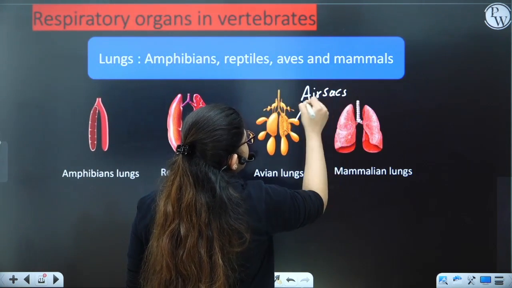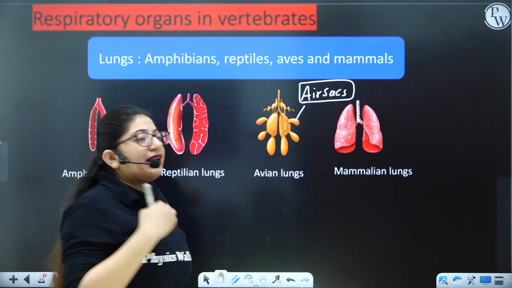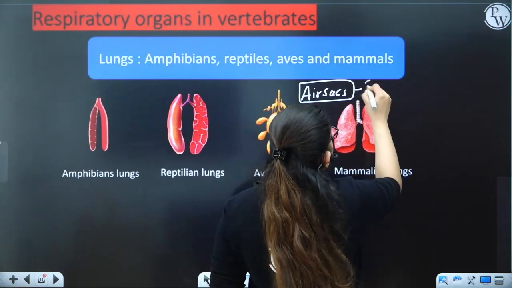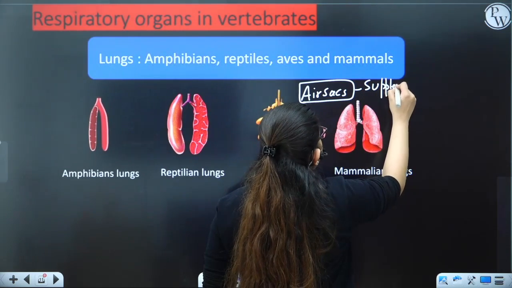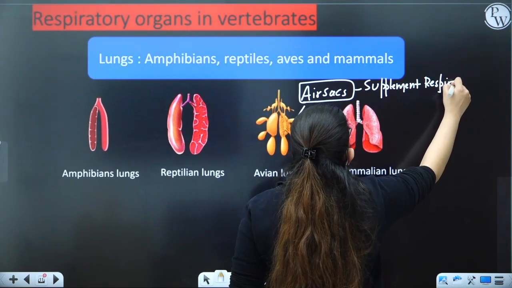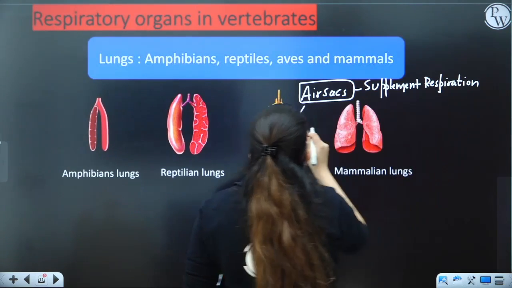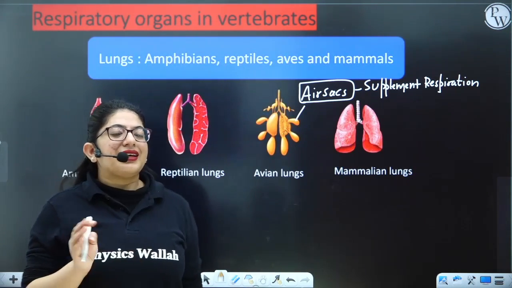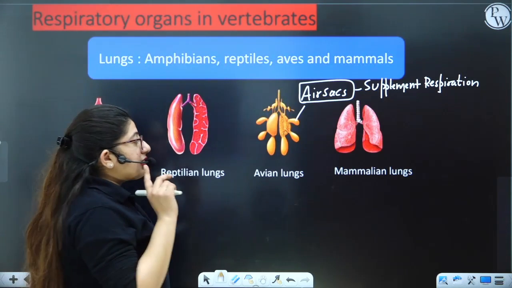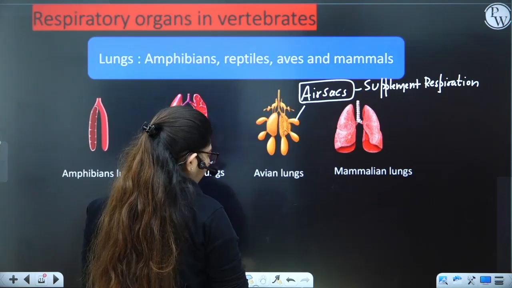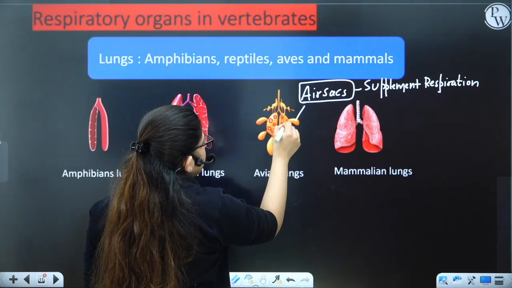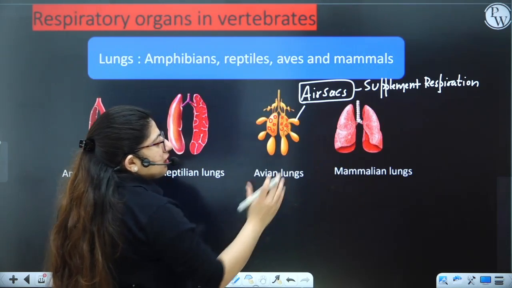Air sacs are additional chambers. What are they? They are additional chambers that supplement the respiration. If there are air sacs present, more air will move into the lungs. All right. But there is no exchange of gases that takes place in the air sac. The exchange of gases will take place in the alveoli only. And alveoli is present in the main lungs. Then we have mammalian lungs, the most developed one.